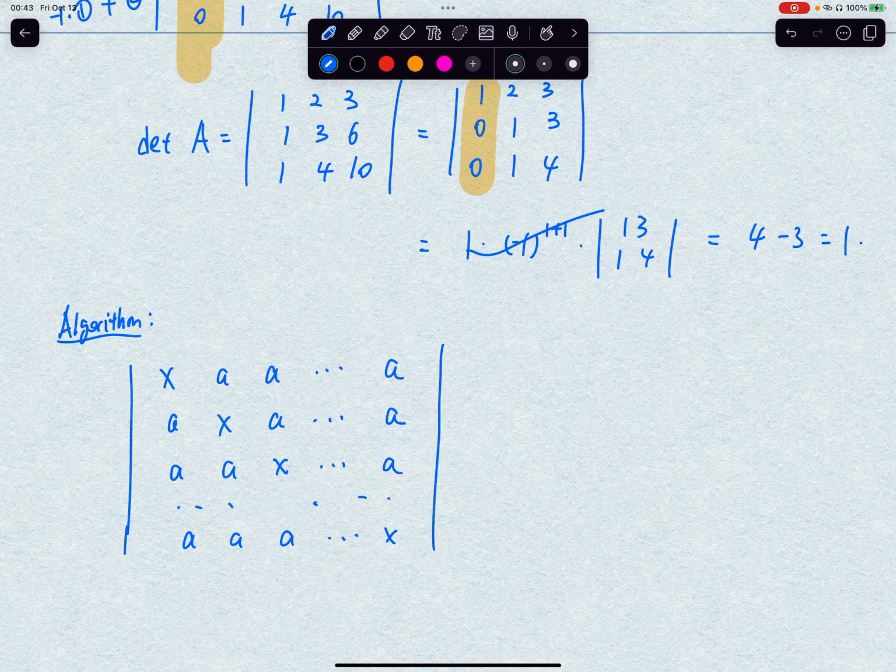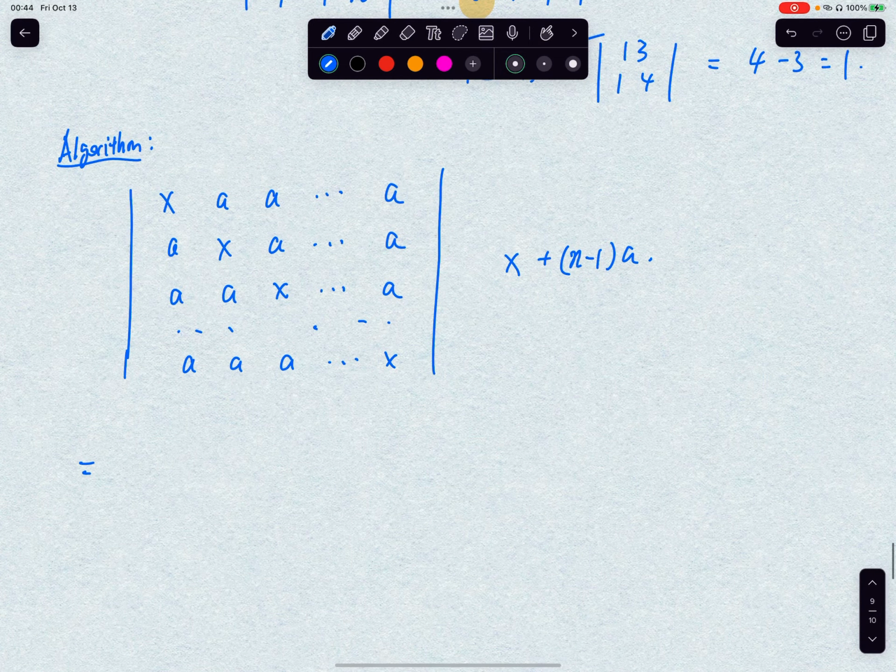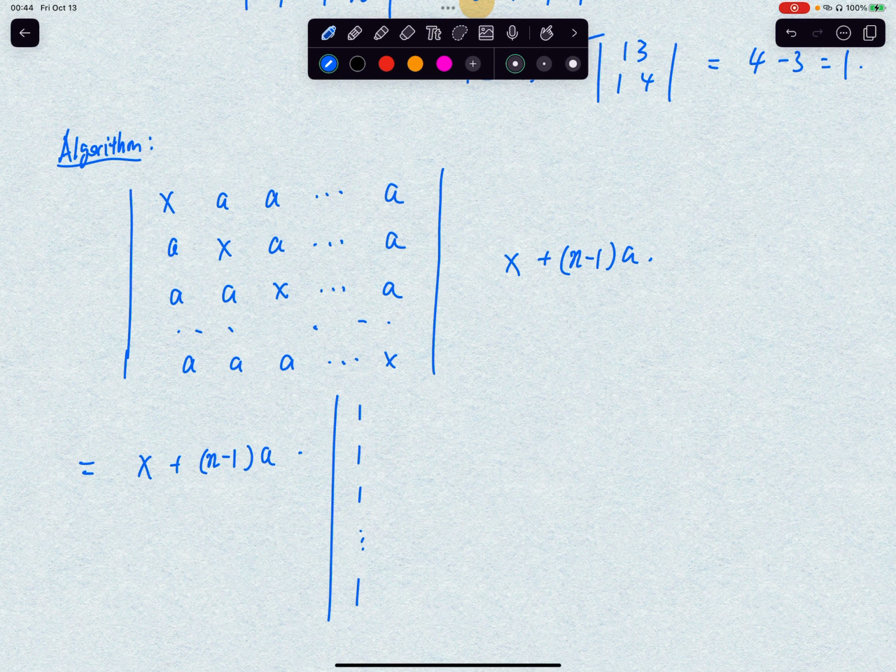And since the sum of each column or row is x plus (n minus 1) times a, by adding each column to the first column, or each row to the first row, by the property of the determinant, we can pluck out the factor x plus (n minus 1) times a. So now, for example, if we are dealing with the first column, we have all ones, and the remaining entries.